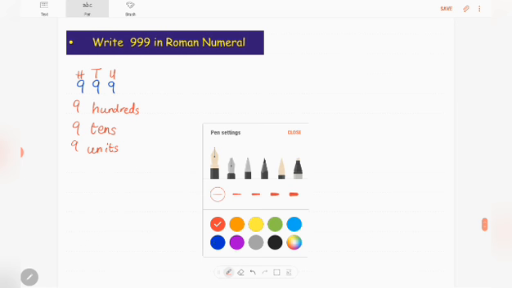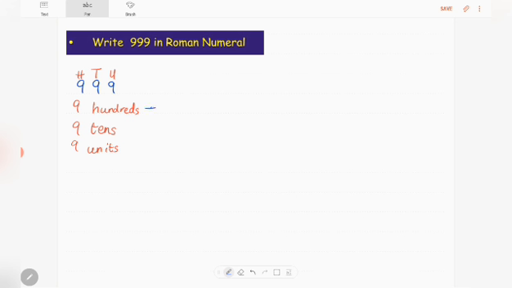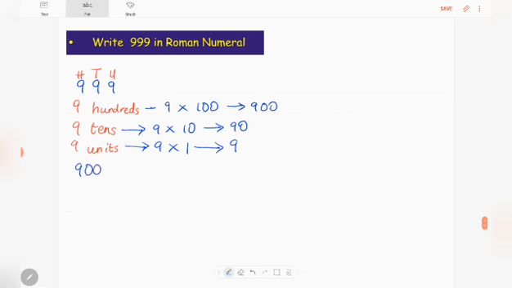Now we can also express this by writing this as 9 times 100, which automatically gives us 900. Writing this one as 9 times 10, which automatically gives us 90. And finally, writing this one as 9 times 1, which automatically gives us 9. Now we know 900 is CM, 90 is XC, and 9 is IX. Now when we bring all this together, we have our final answer to be CMXCIX.